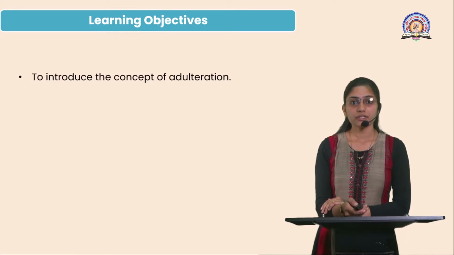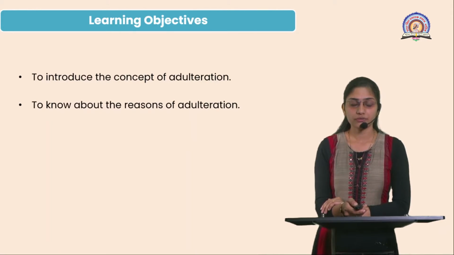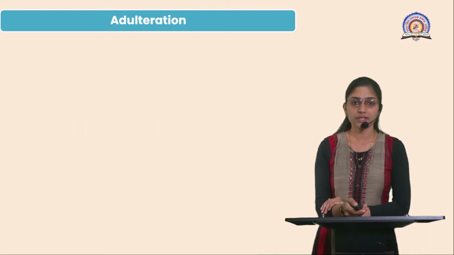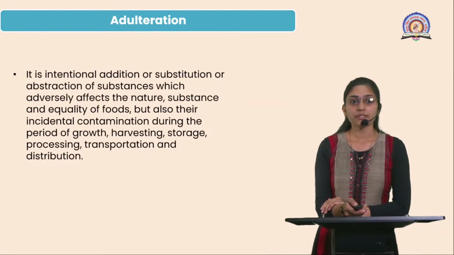The learning objectives of this session are: first, to introduce the concept of adulteration; second, to know the reasons behind adulteration, why we are doing the adulteration; and third, to detect the adulterants which are present in oils and fats. Let's start with adulteration. So what is adulteration?